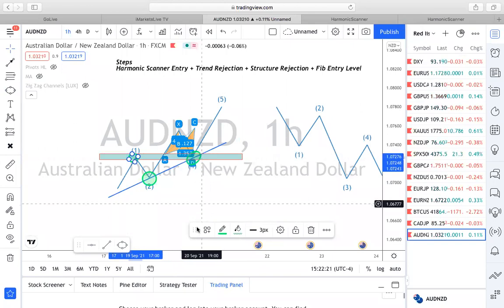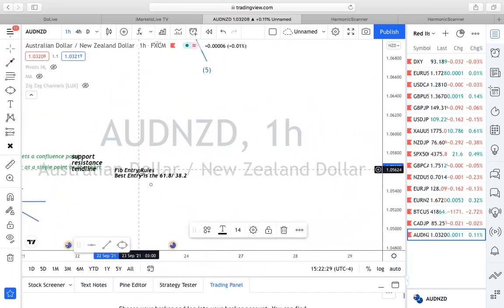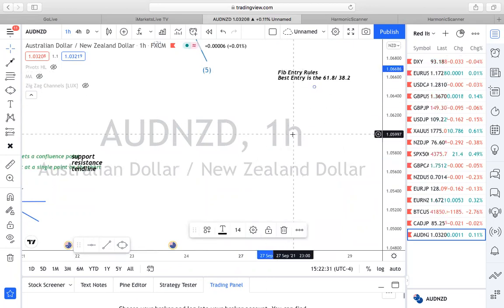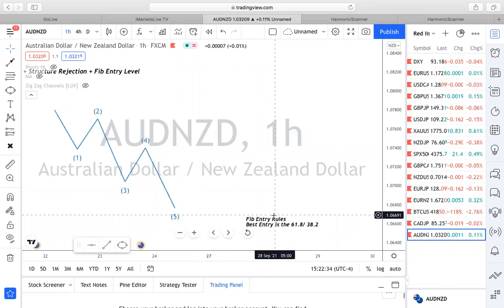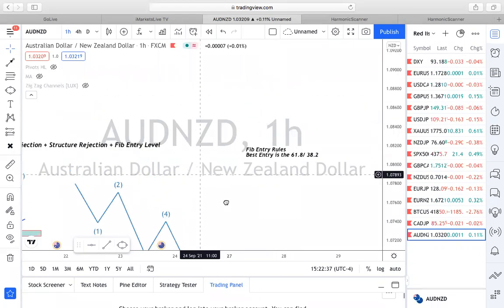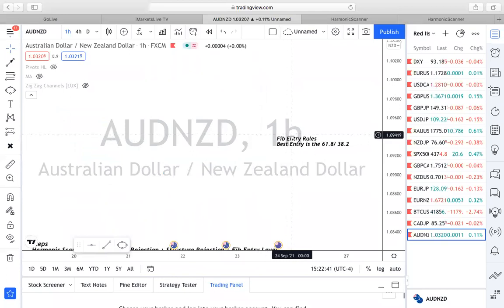Now, before I draw the fib entry level on here, I'm going to take you to the side and I'm going to explain it. All right. Well, so let me bring this up real quick. Cool. So now I got my fib entry rule, right?